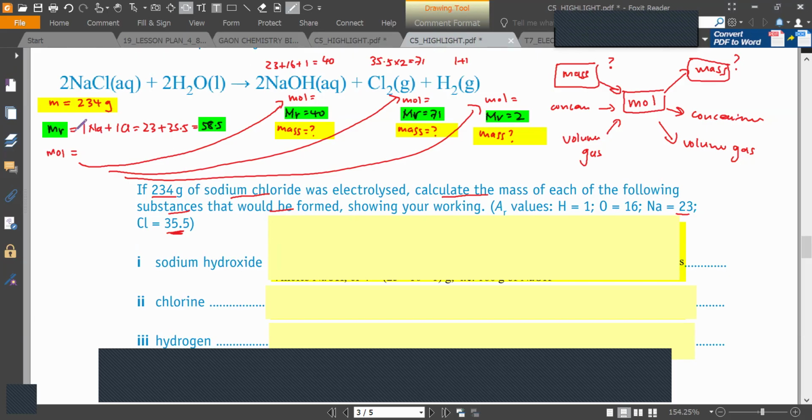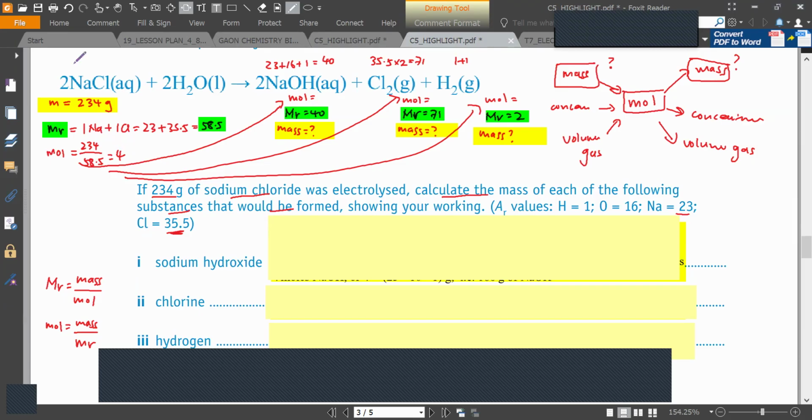Always remember, MR equals mass divided by mole. So now we want the mole, which is mass divided by MR. Mass is 234, MR is 58.5. So we calculate that, and this is 4. So this is 4 mole.